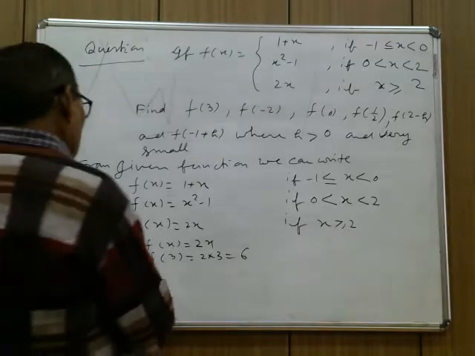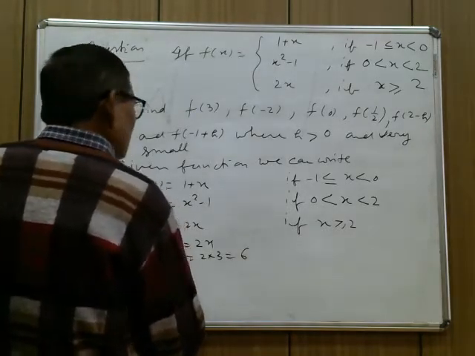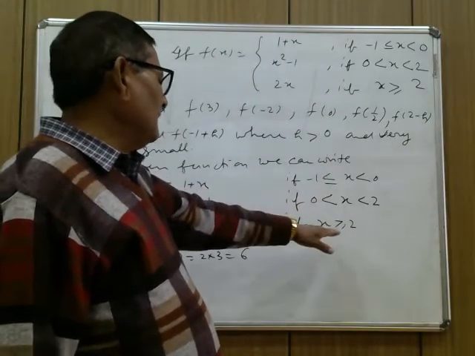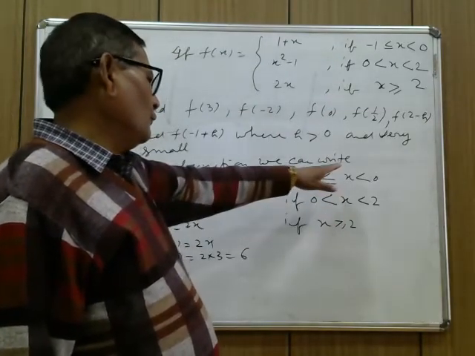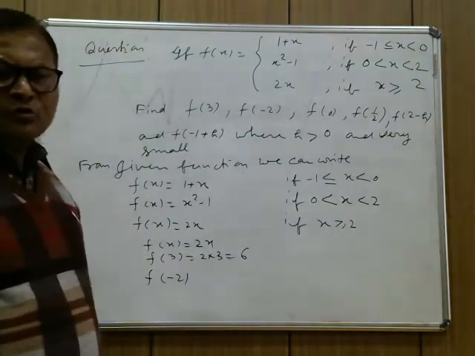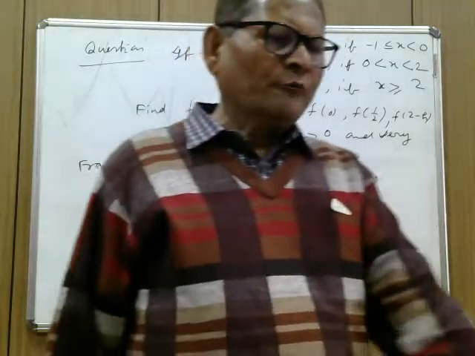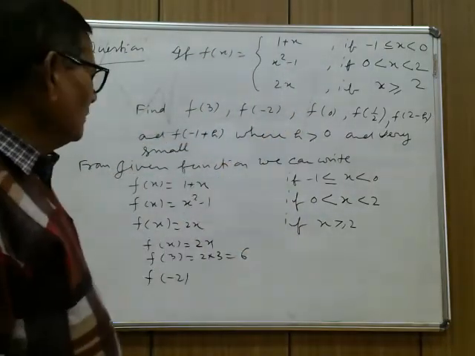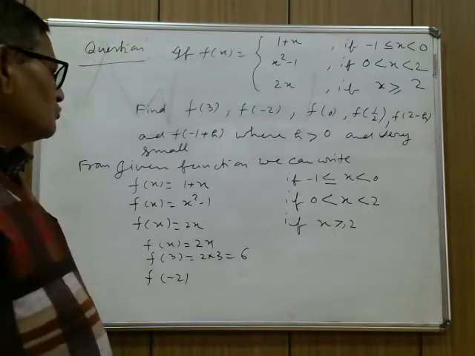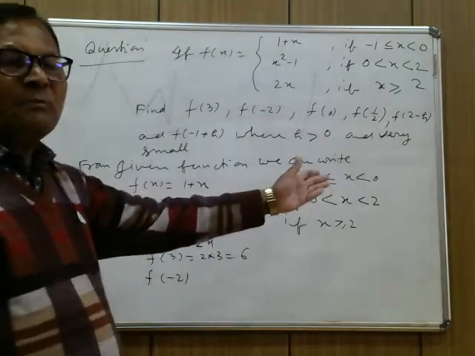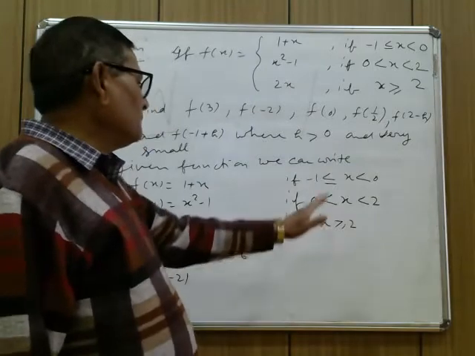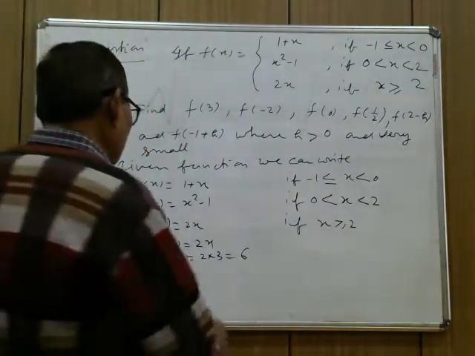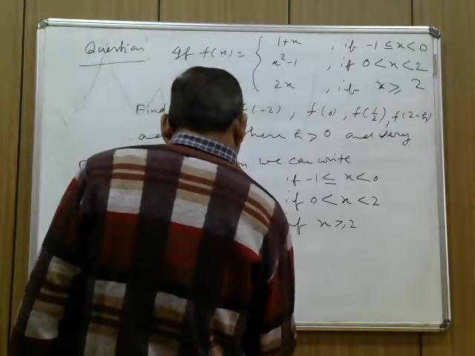Now next one, you obtain f(-2). Minus 2 does not lie in any range of the value. So f of minus 2 is not defined. You are not able to find out the value of f of minus 2 from this given information, because at x equals minus 2, the function is not mentioned. This minus 2 is beyond the range of x given in the question, so we cannot calculate f(-2).